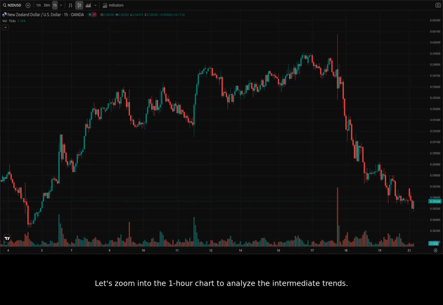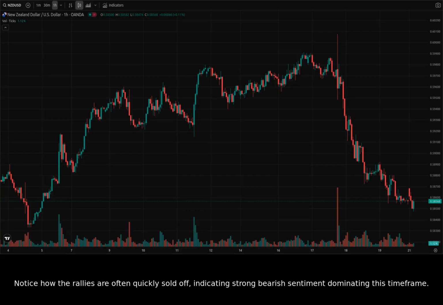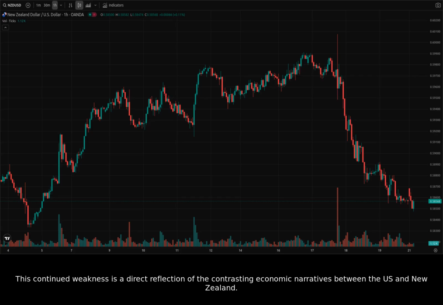Let's zoom into the 1-hour chart to analyze the intermediate trends. Looking at the period from early September 2025, the downtrend is quite evident. The price has seen several bounces, but generally failed to sustain moves above previous resistance levels. Notice how the rallies are often quickly sold off, indicating strong bearish sentiment dominating this time frame. This continued weakness is a direct reflection of the contrasting economic narratives between the US and New Zealand.